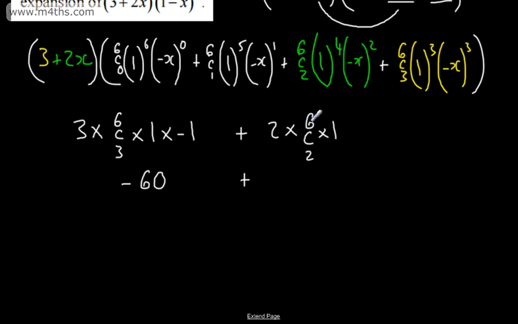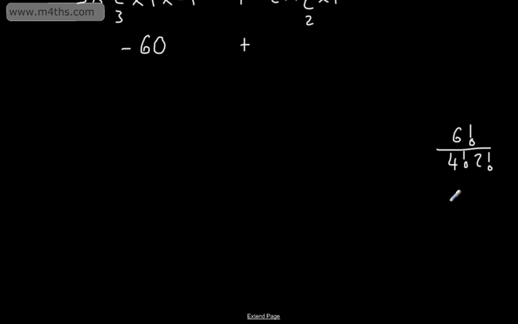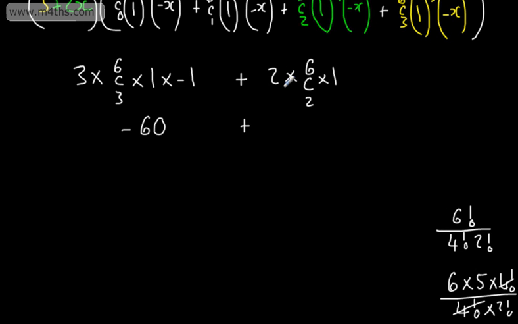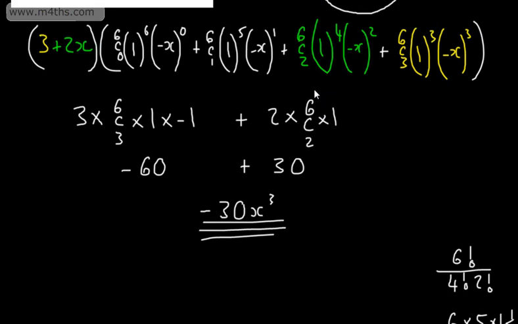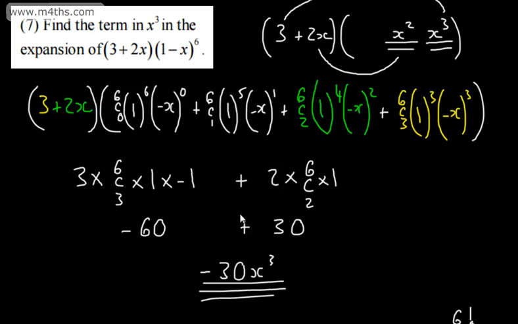Then on this one, 6C2 is 15. Remember, we can find 6C2. 6C2 is 6 factorial over 4 factorial times 2 factorial. So if you wanted, you could write this as 6 times 5 times 4 factorial over 4 factorial times 2 factorial. The 4 factorials will cancel, and you can see that's 15. So 2 times 15 is 30. So from here we can say that the term in x cubed is going to be negative 30x cubed. Again, you can use a calculator to find this out, it's perfectly fine. So the coefficient is going to be negative 30.